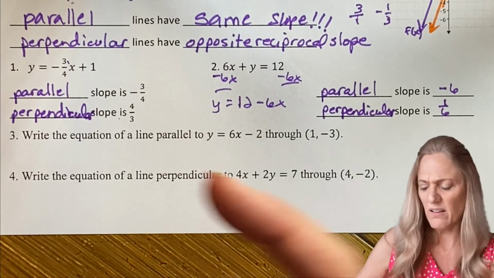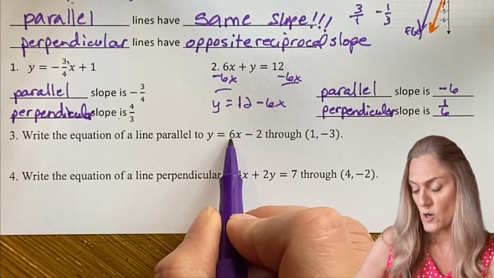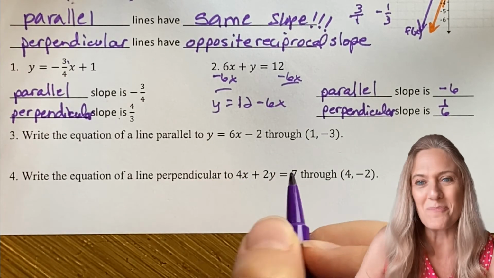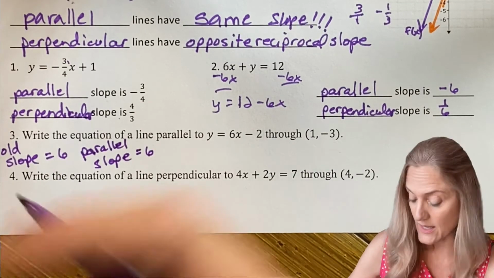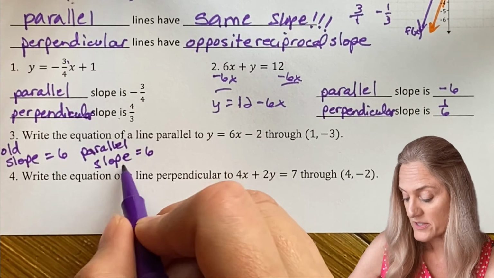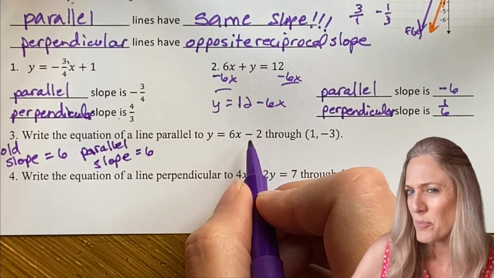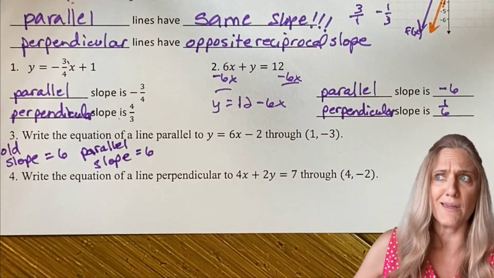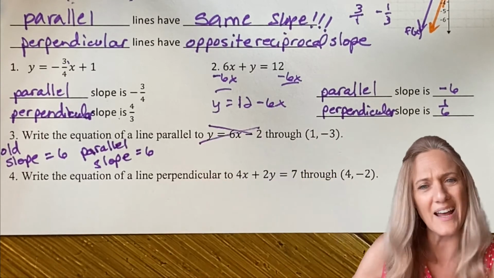Well, parallel, that means I need the same slope as this line has. Well, the slope here is 6. My parallel slope is also going to be 6. Old slope, or the slope from the original line, is 6, and the new slope, the parallel slope, is also 6. At that point, I really don't need this line anymore, and sometimes it gets confusing and you think you have to use the 2 and you don't. So it's a good idea to go ahead and cross it out once you're done.